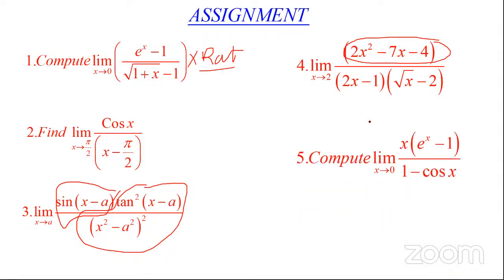Then compute the limit as x tends to 0 of x into e power x minus 1 by 1 minus cos x. Just write e power x minus 1 by x, and then x by 1 minus cos x. Then you can write 1 minus cos x as 2 sine square x by 2, so x by 2 squared. Just simplify this.